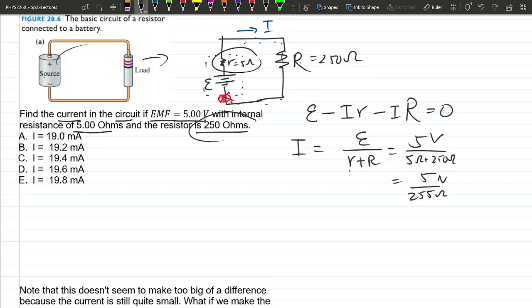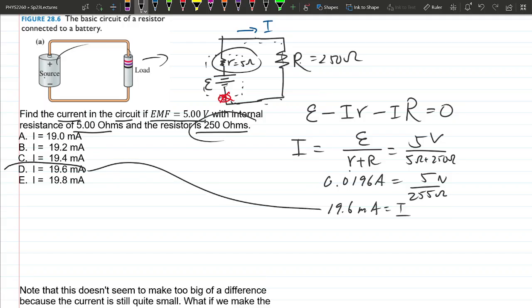5 divided by 255. Of course, it gave me the answer in fraction form. So I get 0.0196 amp. In other words, 19.6 milliamps. Okay, so that's the current I get. So it's going to be this answer.